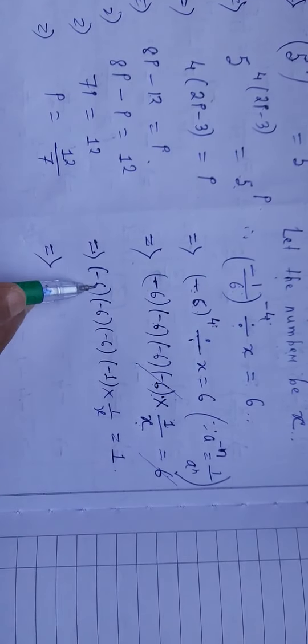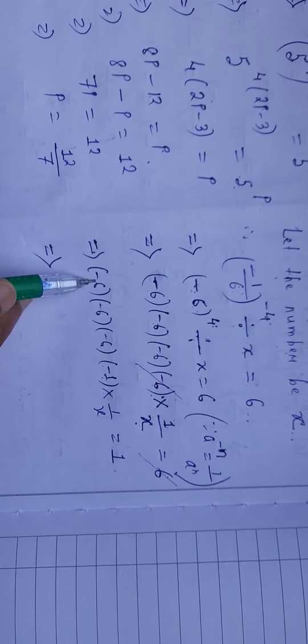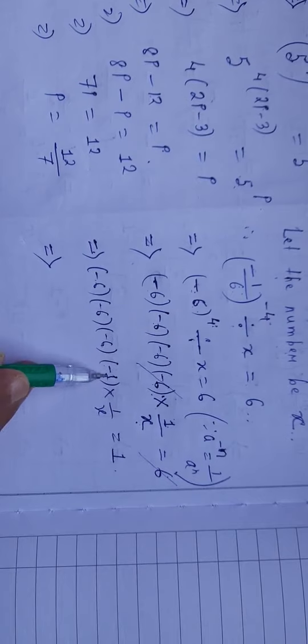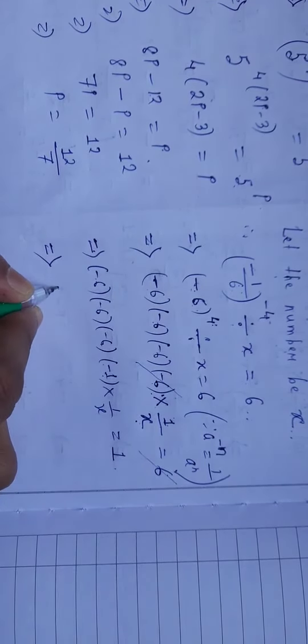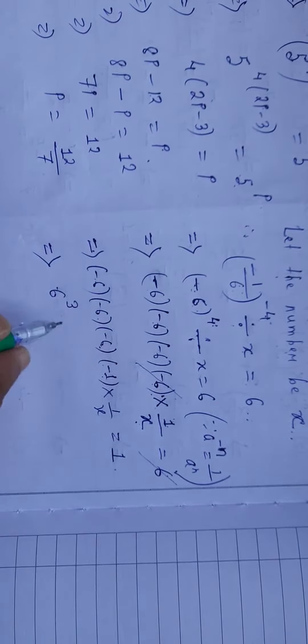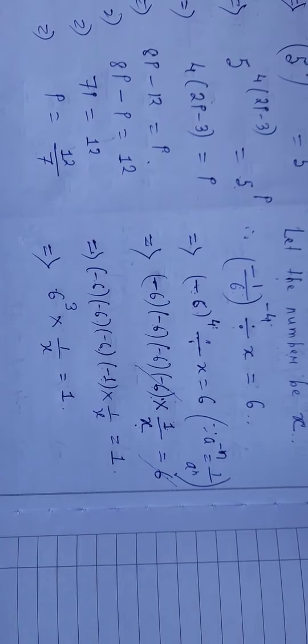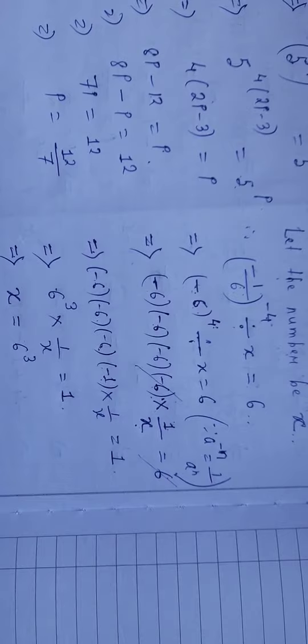Implies now minus 6 into minus 6 into minus 6 into minus 1. So minus and minus plus, minus and minus plus, plus into plus plus. So it is 6 and there are 3 sixes, so it will be 6 cube into 1 by x equal to 1, which implies x equal to 6 cube.